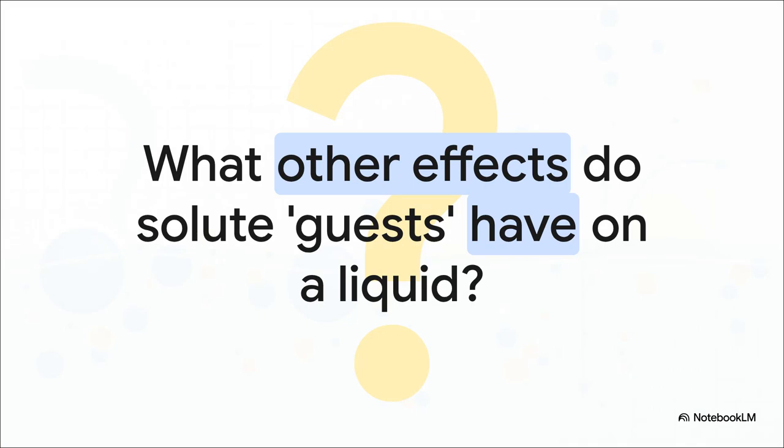So we've seen that adding these little non-volatile guests creates a molecular obstacle course, and that lowers the vapor pressure. Which leaves us with one final thought to chew on. If just blocking the exit has this effect, what other surprising things might happen? What other fundamental properties do you think are changed by these tiny molecular gatekeepers? That's something to think about.